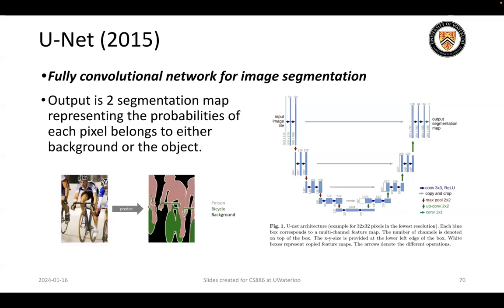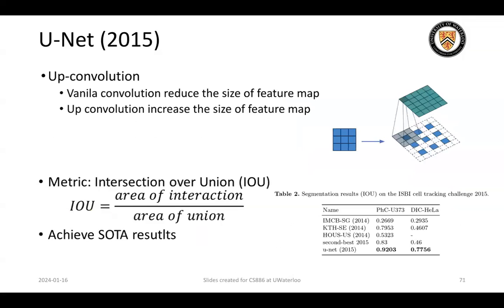So here we have a figure, the UNet architecture, example for 32 by 32 pixels in lowest resolution. Each blue box corresponds to a multi-channel feature map, and the number of channels is denoted on top of the box. The XY size is provided at the lower left edge of the box. White boxes represent copied feature maps, and the arrows denote the different operations. Here we have up convolution. Vanilla convolution reduces the size of the feature map, and up convolution increases the size of the feature map.